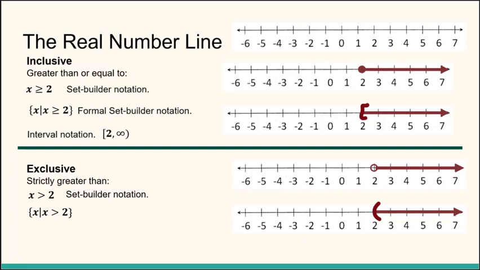So here's our formal set builder notation, the set of all x such that x is greater than 2. Interval notation, you will just write it straight down off the graph. That's round bracket 2, comma, infinity, close round bracket. And you'll notice I like to write it straight down underneath my number line.